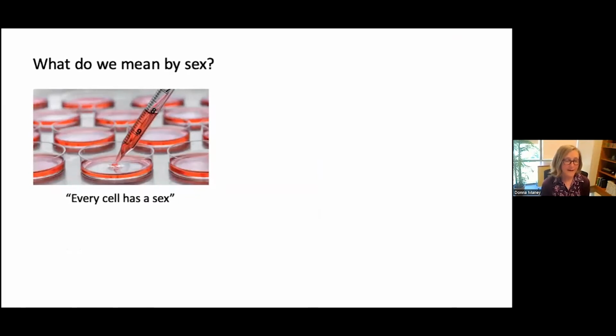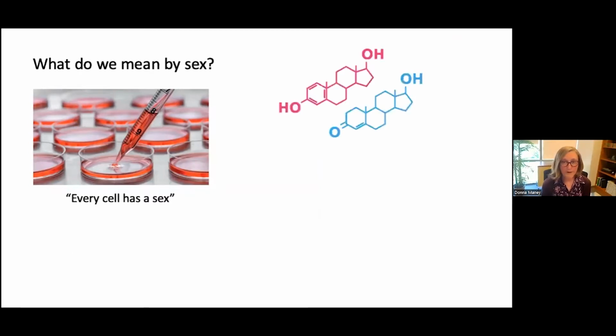So it's been said that every cell has a sex, which of course refers to the genetic component. But what do those genes mean to the cell if the cells are cultured in media, for example, containing steroid hormones and other things that might interact in different ways with genes? Are sex differences, particularly in humans, really able to be modeled in this context, and in what capacity? And the concept of hormones comes up all the time, particularly estradiol and testosterone, which I've shown here.